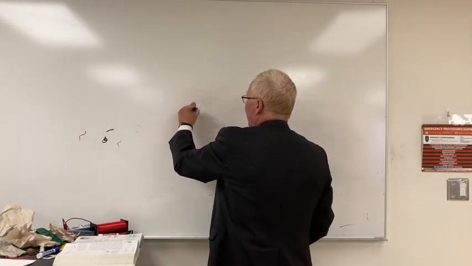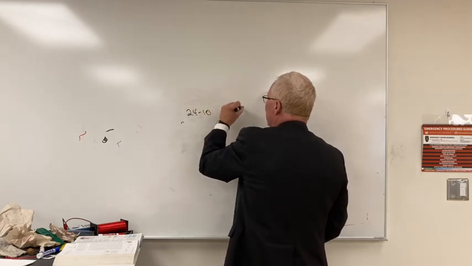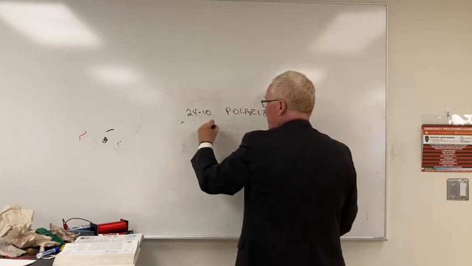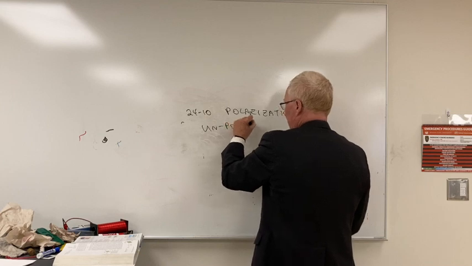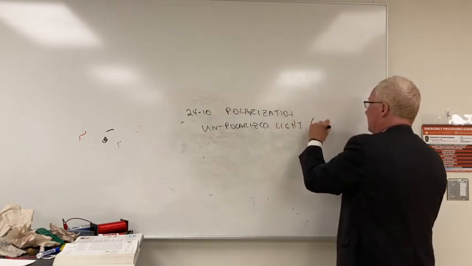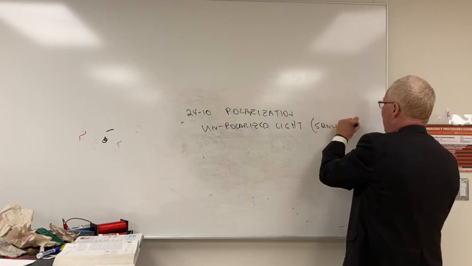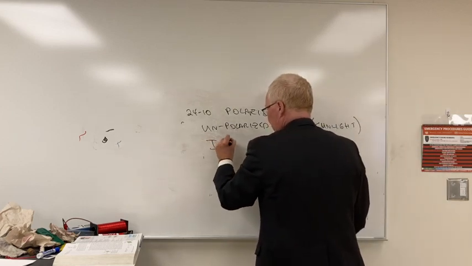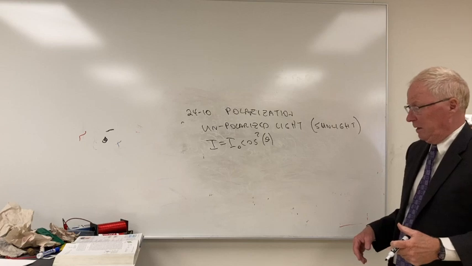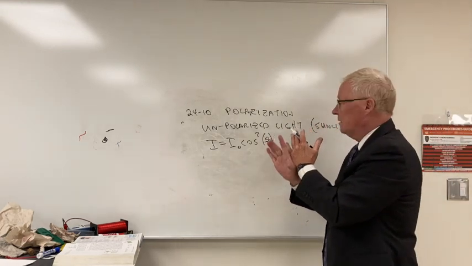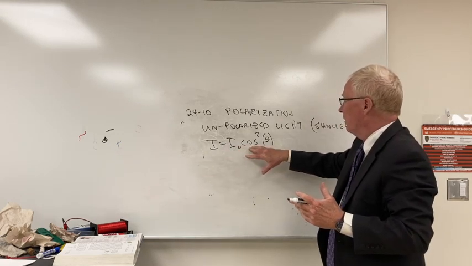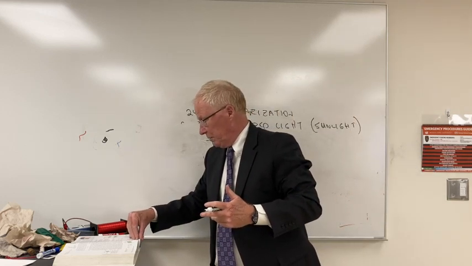Then the last section, 24.10, was polarization. What do we mean by unpolarized light? Like sunlight. And the polarized intensity is I naught cosine squared of the angle. We talked about that. When you have different angles between sheets, the intensity of what comes out is related to the square of the angle between those two sheets of polarization.